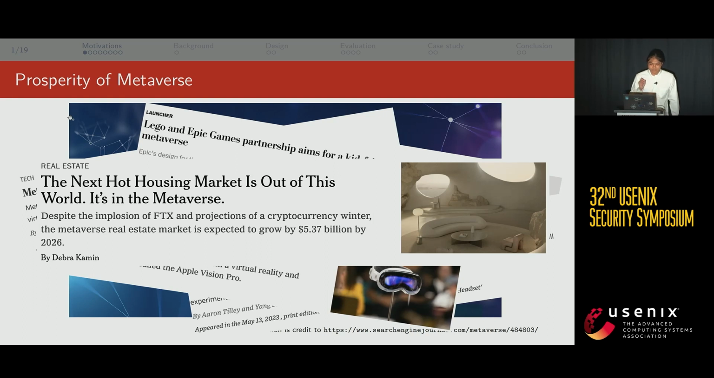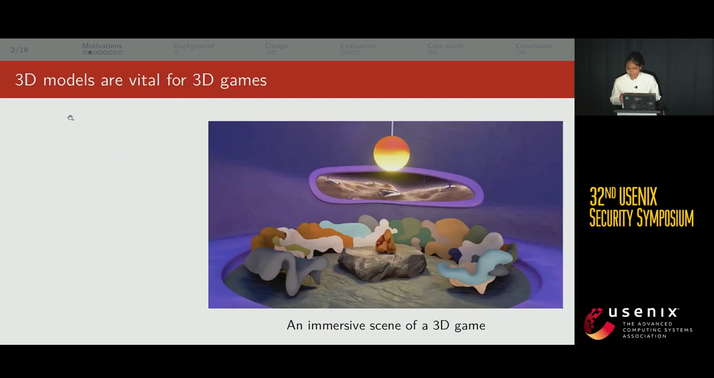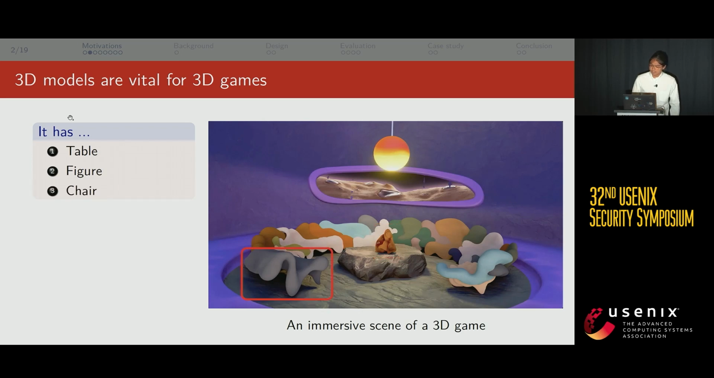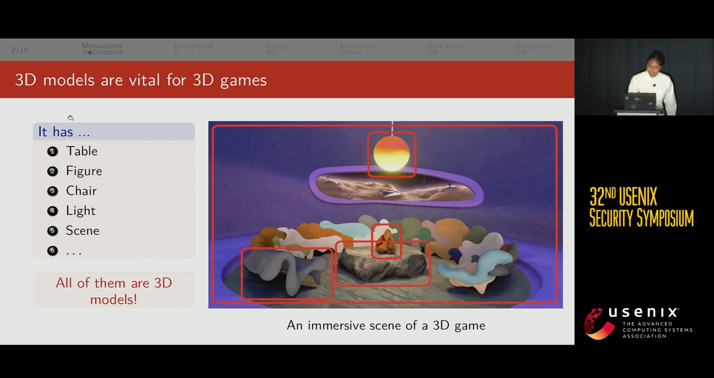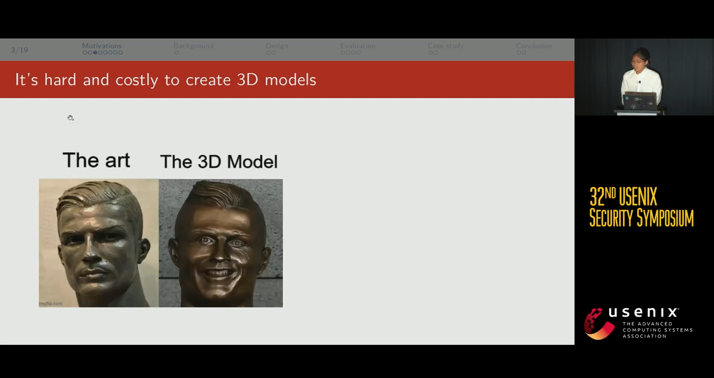But why? There's a very important component of a 3D game, that is the scene of the game. Modern games rely heavily on their scenes to provide more immersive gaming experiences, just like this example. But there's also another very important thing, 3D models. As you can see in this scene, there are tables, little figures, chairs, lights, and don't forget the scene itself, and so on. All of them are 3D models. But you might think, all right, it's so easy. You can put all the 3D models in one game.